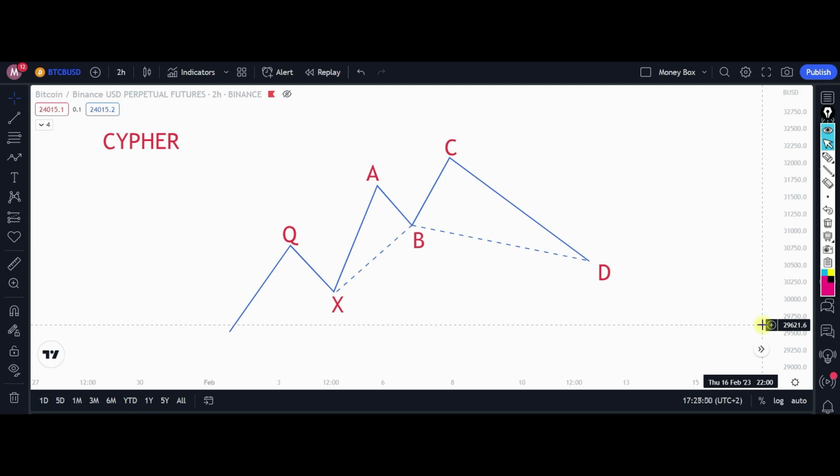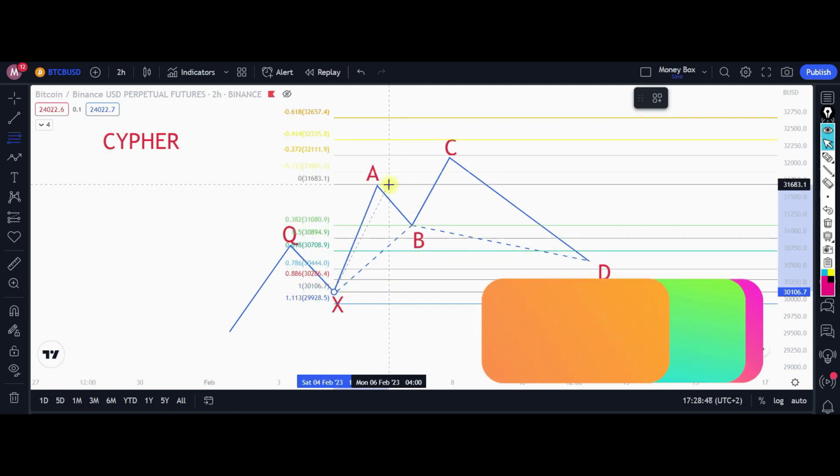Our next pattern is Cypher. We categorize the Cypher pattern as a double swing pattern. It starts with a swing from X to A, then a retracement to B is expected. And again, we can calculate this retracement with Fibonacci, and here are the rules of the retracement. We use the Fibonacci from X to A.